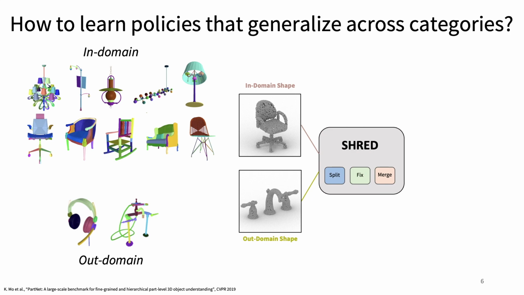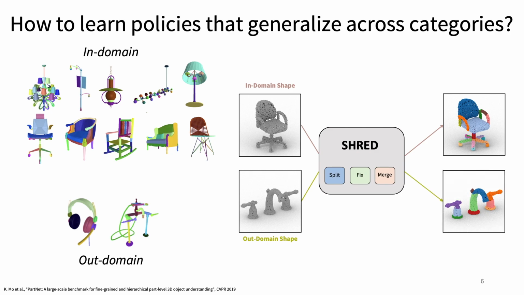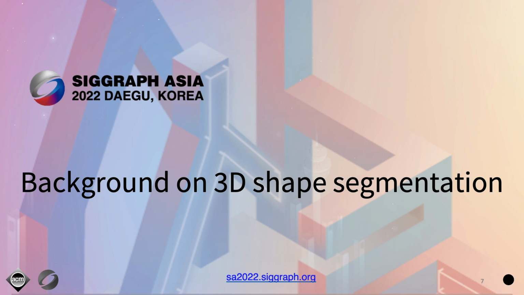We find that SHRED's locally learned operators, when trained on data-abundant in-domain categories of shapes, learn decomposition policies that generalize much better than comparison methods when applied to shapes from out-of-domain categories not seen during training. Now let's look at how SHRED's framing differs from what's been done before.